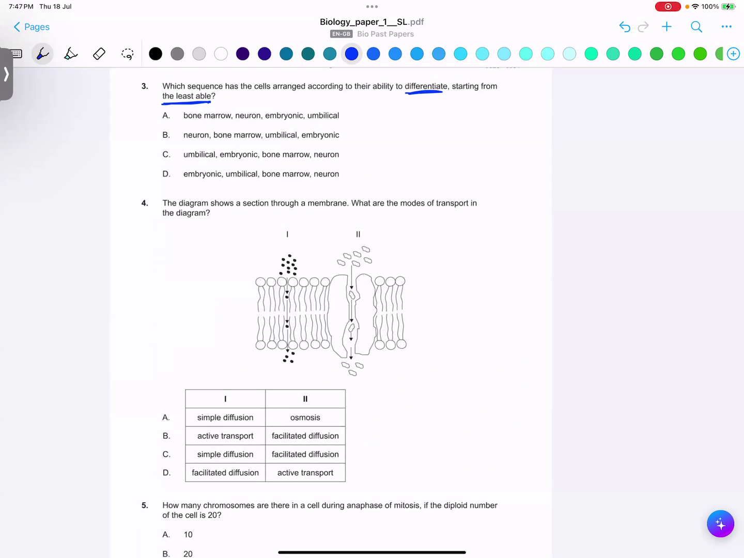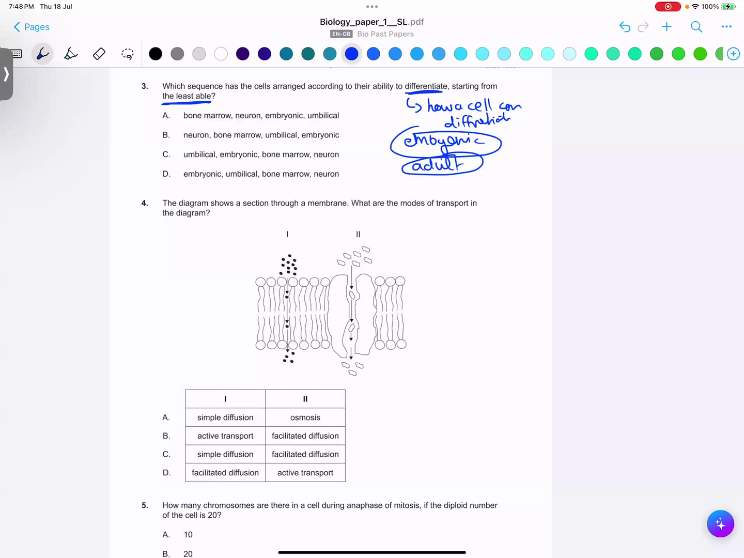Firstly, differentiation is basically how a cell can differentiate, meaning you have embryonic stem cells, which differentiate a lot. You have adult stem cells, which are limited. You have specialized cells, which cannot really help in differentiation because they're already specialized.